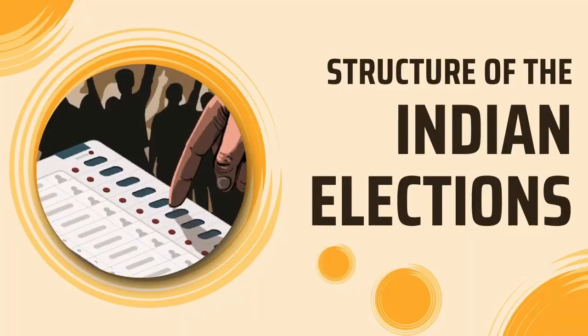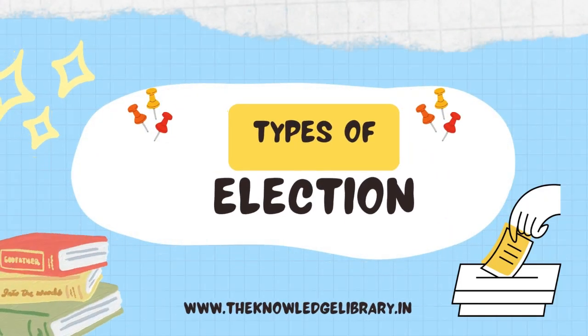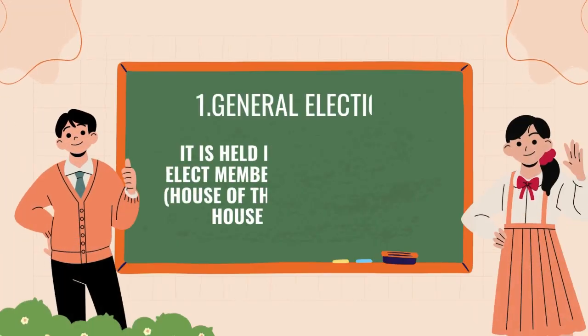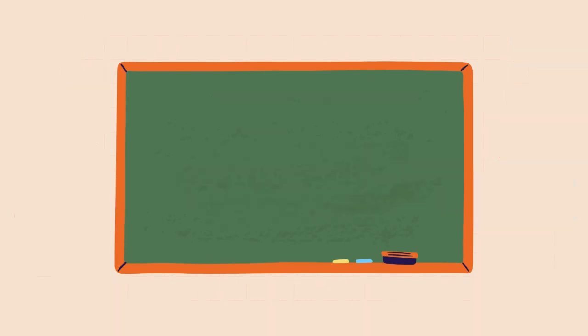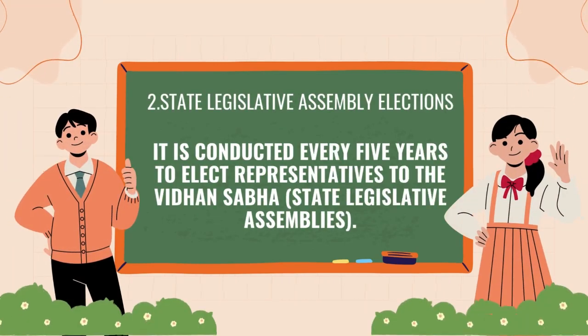Structure of the Indian elections. The types of election. There are a total of 5 types of election in India. Number 1. General election. It is held every 5 years to elect the members to the Lok Sabha, the lower house of the parliament. Number 2. The State Legislative Assembly election. It is conducted every 5 years to elect representatives to the Vidhan Sabha or the state legislative assemblies.